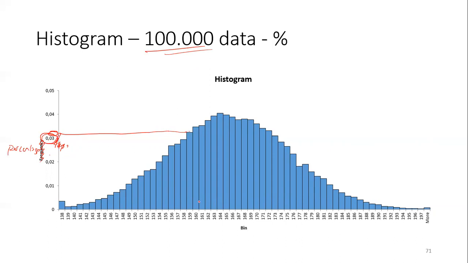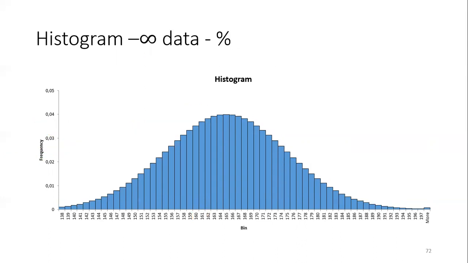Or if I ask you what is the probability that a guy comes to the class and his or her height is between 160 and 161 inclusive. So just look at here, 160 and 161. You just find the corresponding percentages here, and then add them up. One is 0.035, the other one is 0.036. So if you sum them up, this is equal to 0.071.